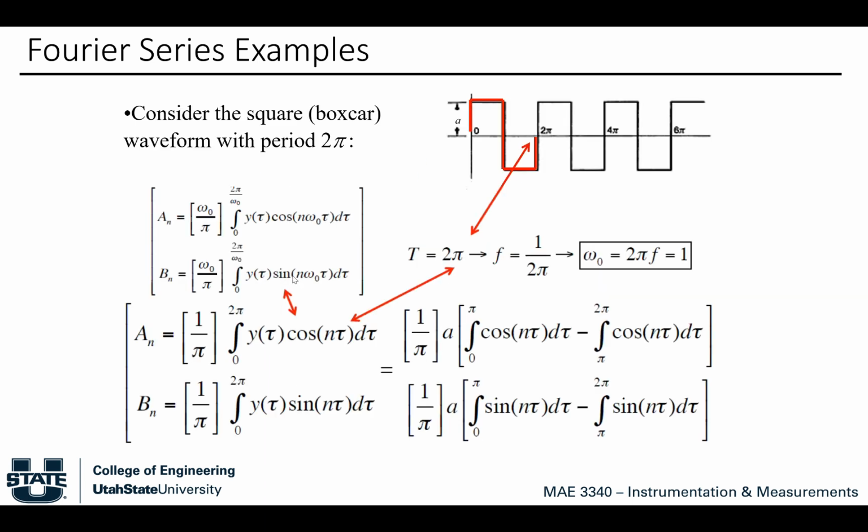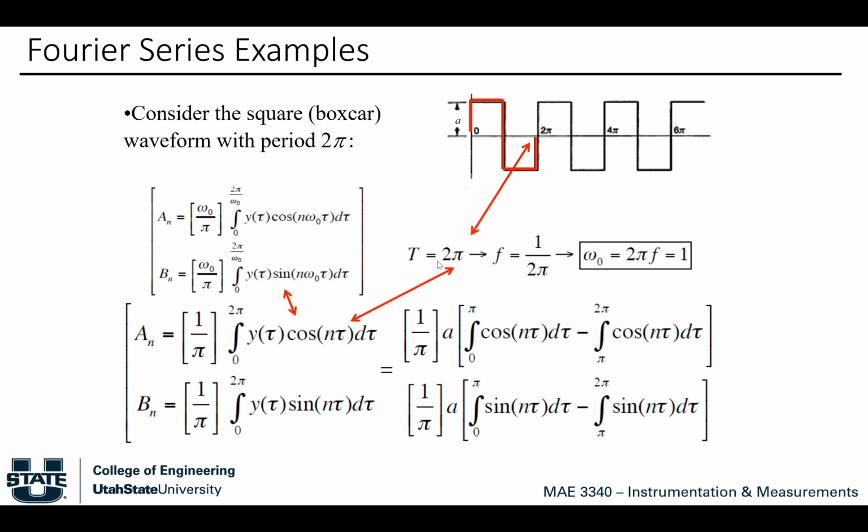Now, what if we had something like a boxcar or a square waveform with a 2 pi period? Now, we would calculate our coefficients and figure out what those are. And so we've got the A and B coefficients here. And we can convert them into something that's meaningful for this specific problem that we're working on.